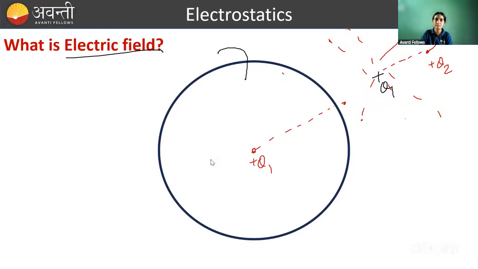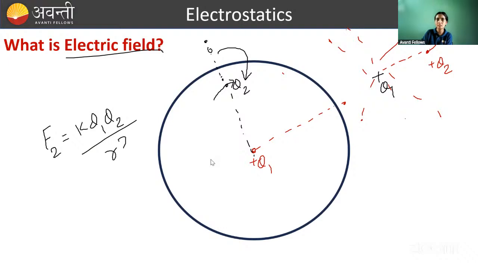Let's say there is one charge which is coming from infinity and suddenly it enters this sphere. Then what will happen if it is here, at this distance from Q1? The electric field of Q1 will interact with Q2, and hence we get a force acting on Q2. So the force acting on Q2 will be K Q1 Q2 by distance squared.